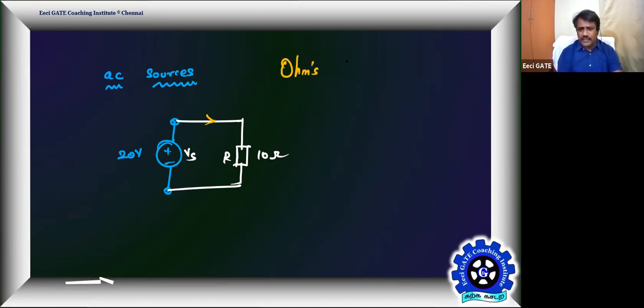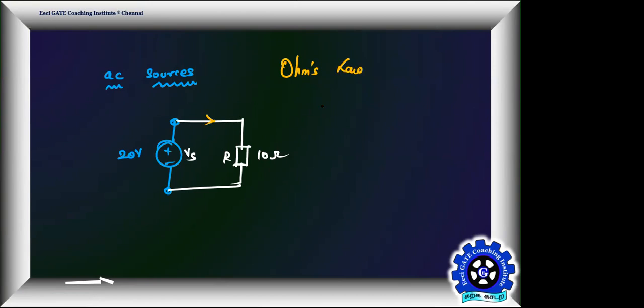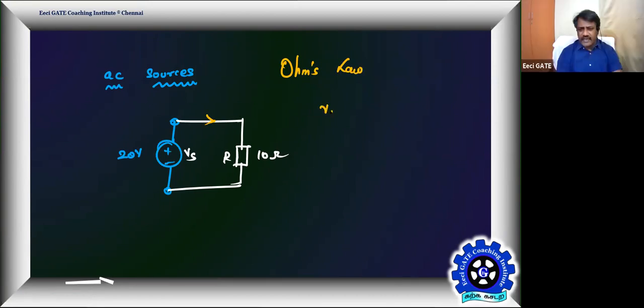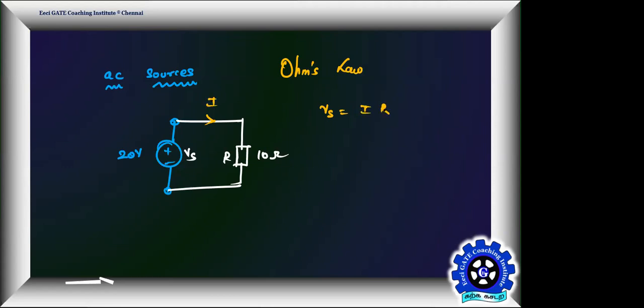Use your Ohm's law. What is that? Vs is equal to the current I into R in the given circuit. What is the current? 2 ampere. Okay, current is going to be 2 ampere.